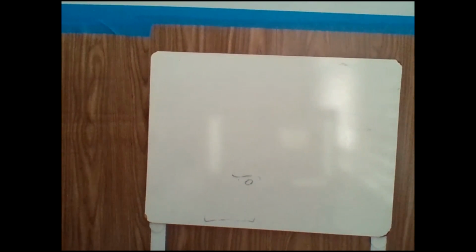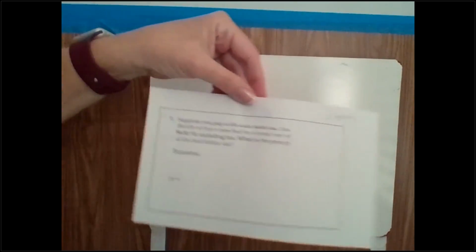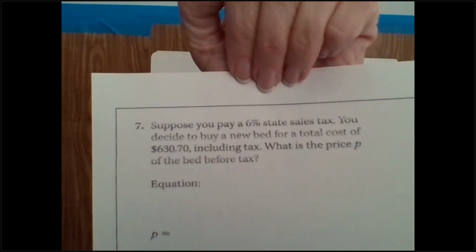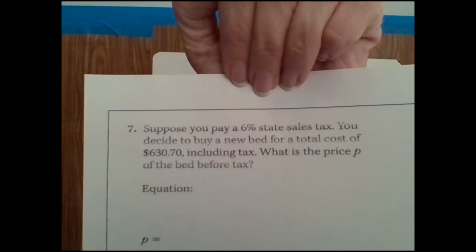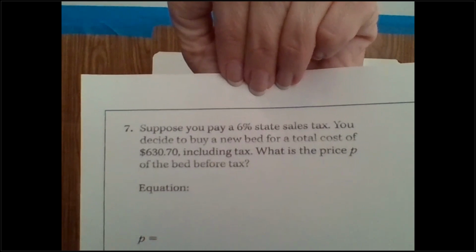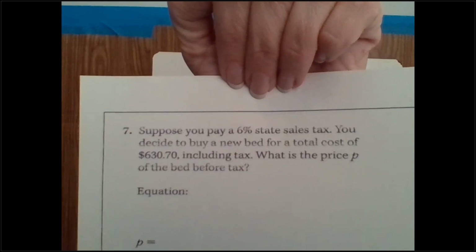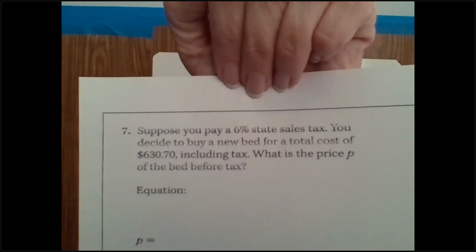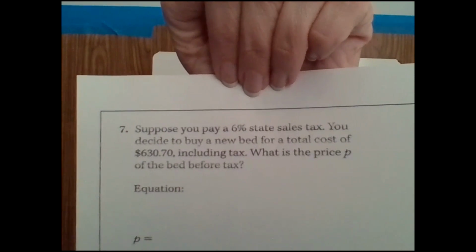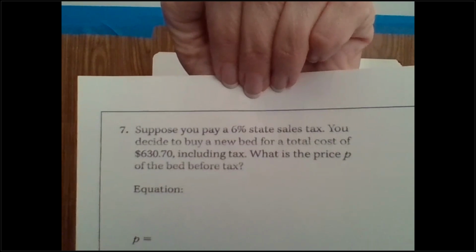Another word problem. This one says, suppose you pay a 6% state sales tax. You decide to buy a new bed for a total cost of $630.70, and that includes the tax. What is the price P of the bed before the tax?